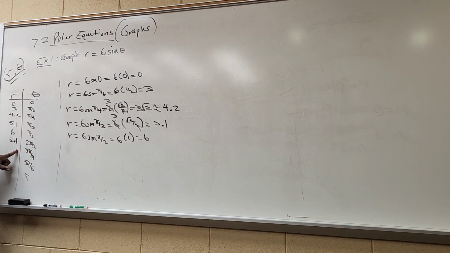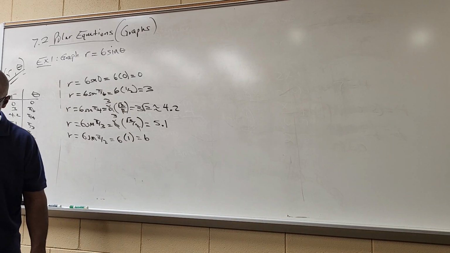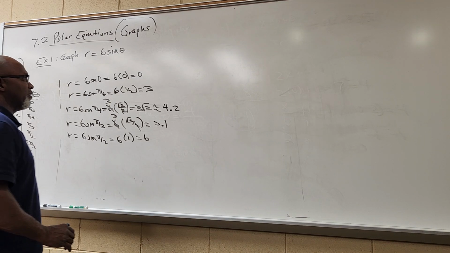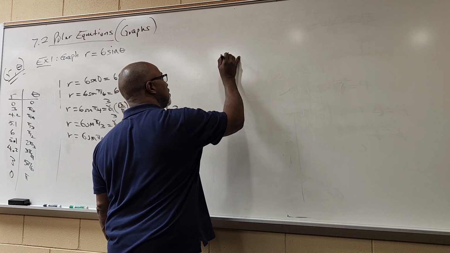At 3 pi over 4, it'll be back at 4.2. At 5 pi over 6, it'll be back at 3. And at pi, you're back at 0. Okay? All right. Hopefully that makes sense. Let's kind of see what we have so far.